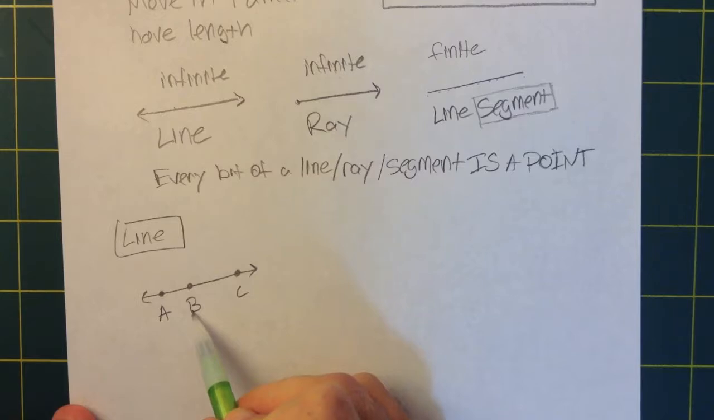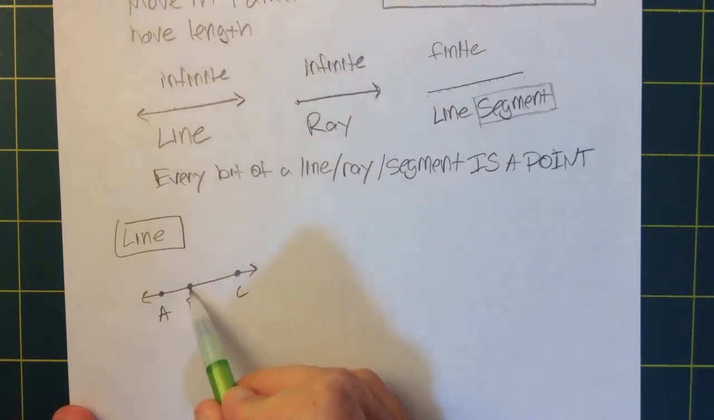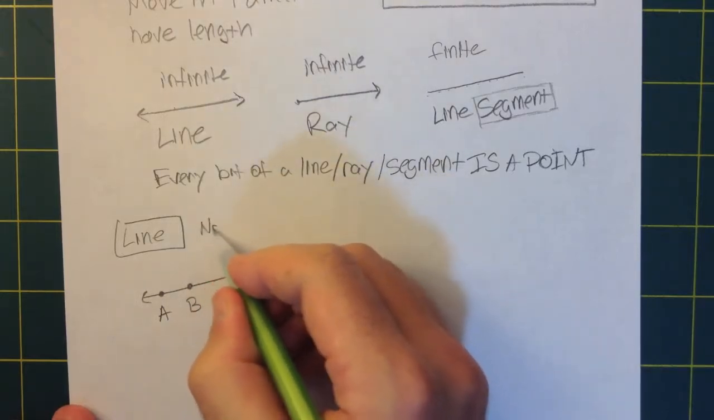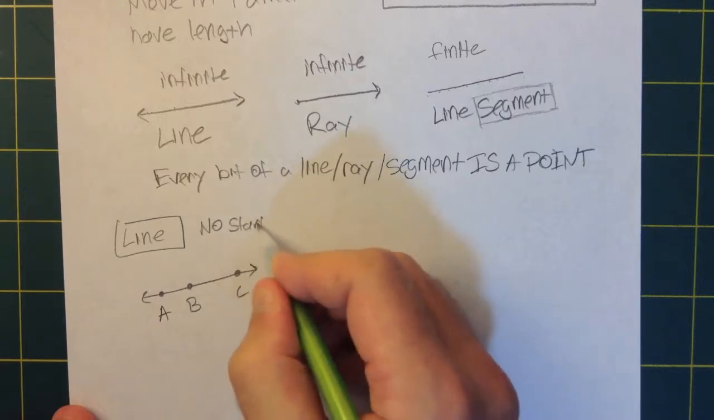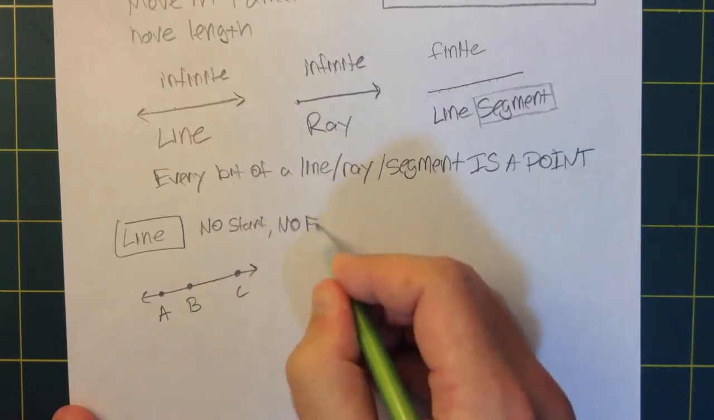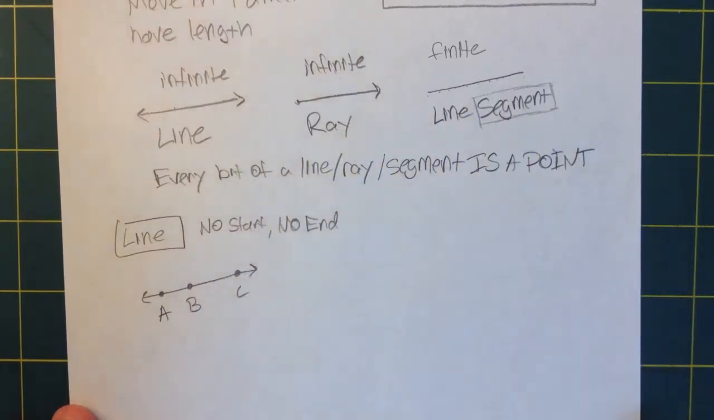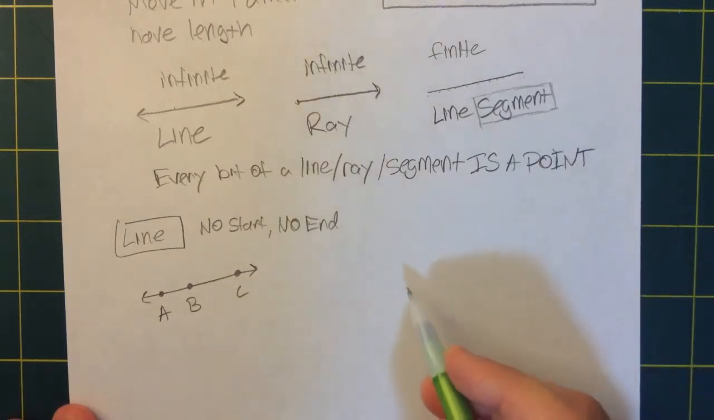That one I happen to know the name of, so I made it bold so that you notice it. Lines have no start, they have no end, they go on forever in each direction. And when we name them, if you happen to know the names of a couple points that the line goes through, you have a couple options for how you're going to name the line.